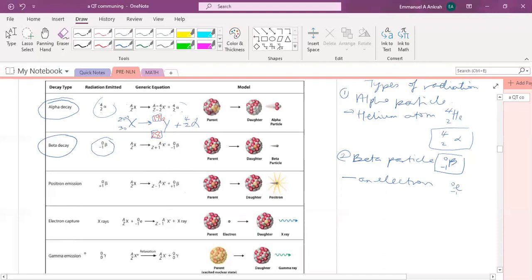The gamma particle here. That's the third common one. Gamma particle. So the gamma particle, we use the gamma alphabet, and gamma looks like this. So it has no charge, and the mass is negligible, zero. All right, so gamma particle is basically a neutron that is given off.